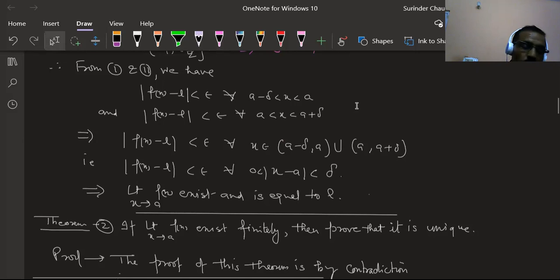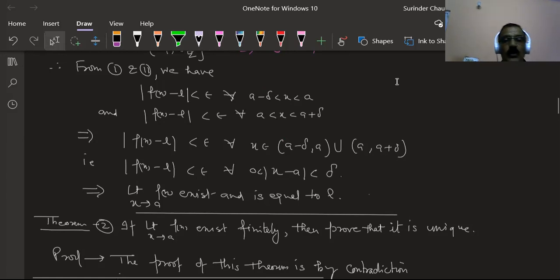Or the other way, the necessary part: if the limit of the function at a point exists, it means the left limit at that point exists as well as the right limit, and the values of the left limit and right limit are the same as the value of the limit.